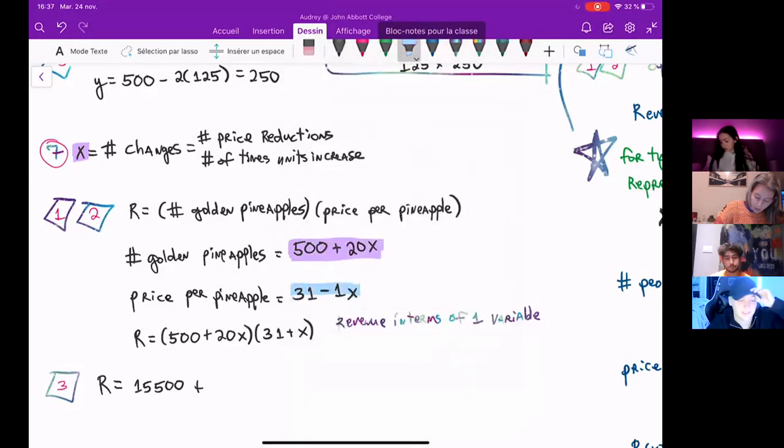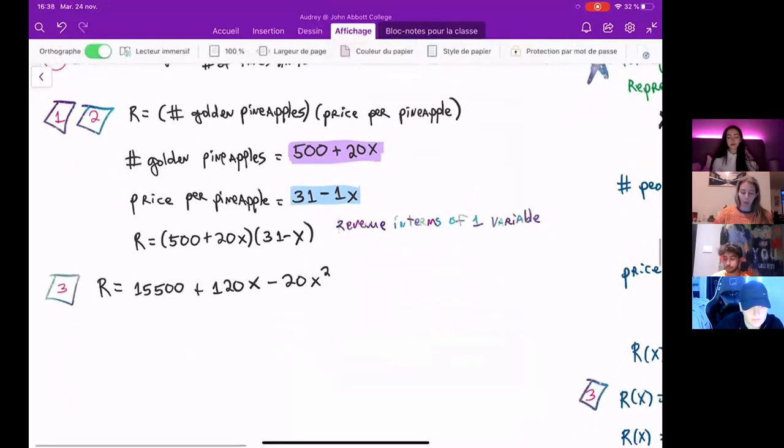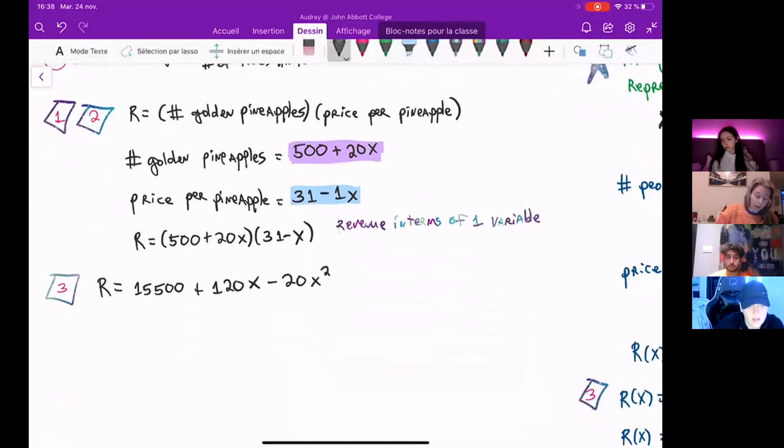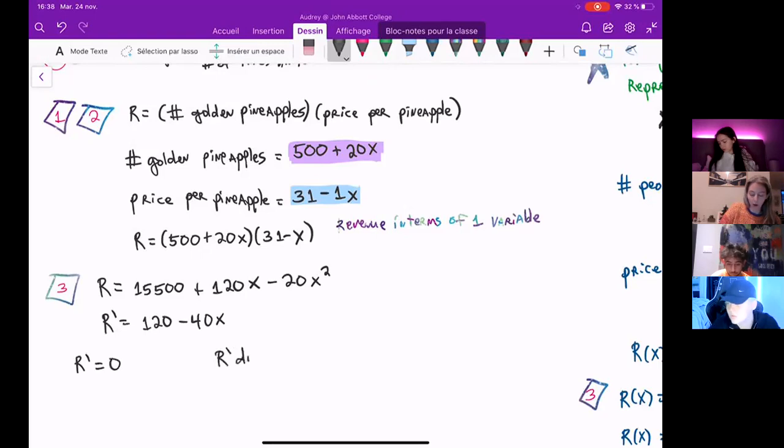So that should definitely be a -1 because I am decreasing my price. So be careful about things like that. We're decreasing the price by 1, so we're not increasing it, which means this is actually going to change. So this is 31 minus x, which makes way more sense because now I can actually get this 120x minus 20x squared. Okay, so now I'm going to find r prime, which is 120 minus 40x. And then I want r prime is equal to 0, and r prime does not exist.